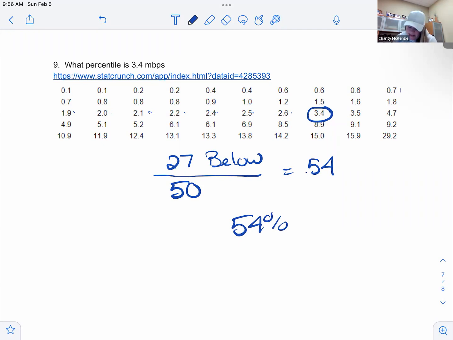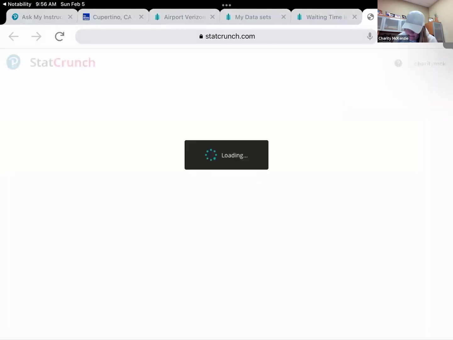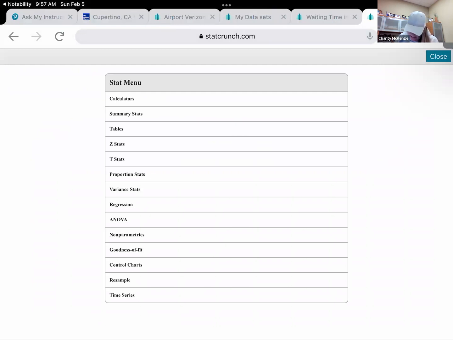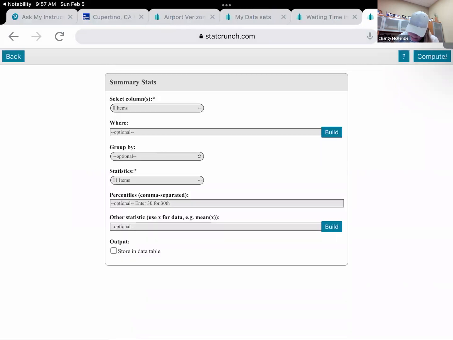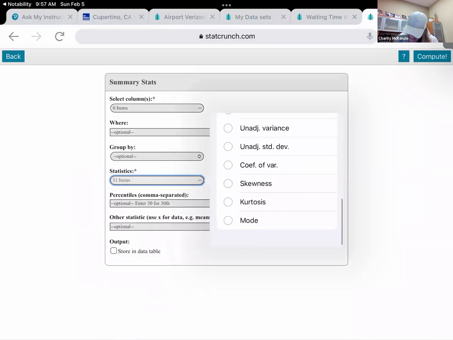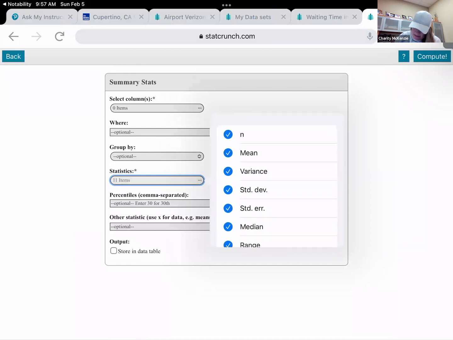So how many are below divided by the total? I don't think in StatCrunch it will do the values, the percentiles for you. So stat... I don't know. You might be able to find it in here. It'd be under columns, I would think. Maybe not. Skewness. Yeah, I don't think you could do that on StatCrunch.